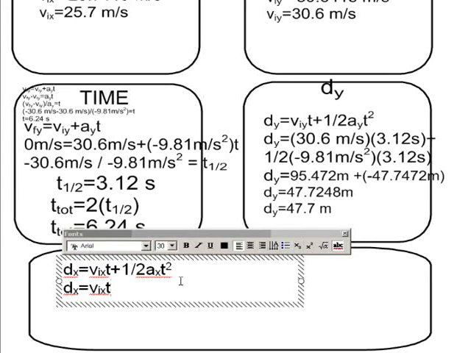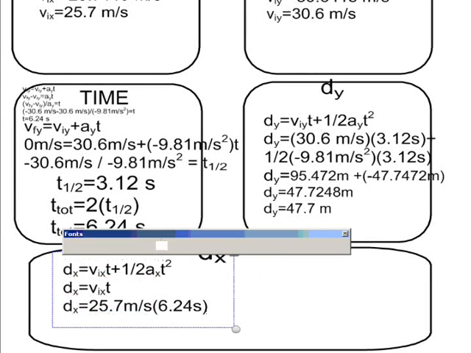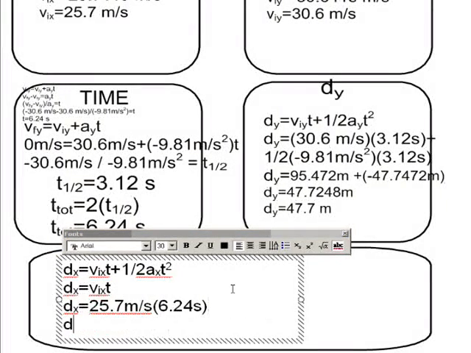My vix, as you can see above, was 25.7 meters per second times, this time I'm going to use the total time to be able to find the total x distance that it traveled, so 6.24 seconds. When I calculate this out, I end up getting the range for the dx is equal to 160 meters, which I'll show you. This is what I get before I have sig figs, and this is going to be the answer for after I have sig figs.